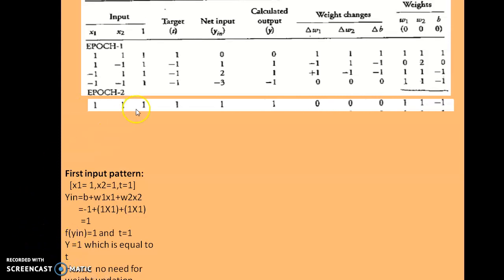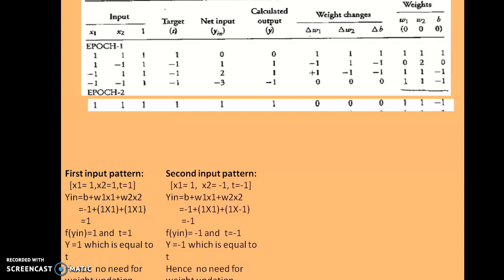So for 1, 1 in the epoch, we keep the same weight and no need for weight updation because the calculated output is equal to the target output. Now we go for the second input. Second input of epoch 2: 1, minus 1, target is minus 1. What is y in value? Bias is minus 1, W1 value is 1, X1 value is 1, W2 value is 1, X2 value is minus 1. So y in is minus 1, which is less than 0. The target is minus 1, the calculated output is also minus 1, no need for weight updation.